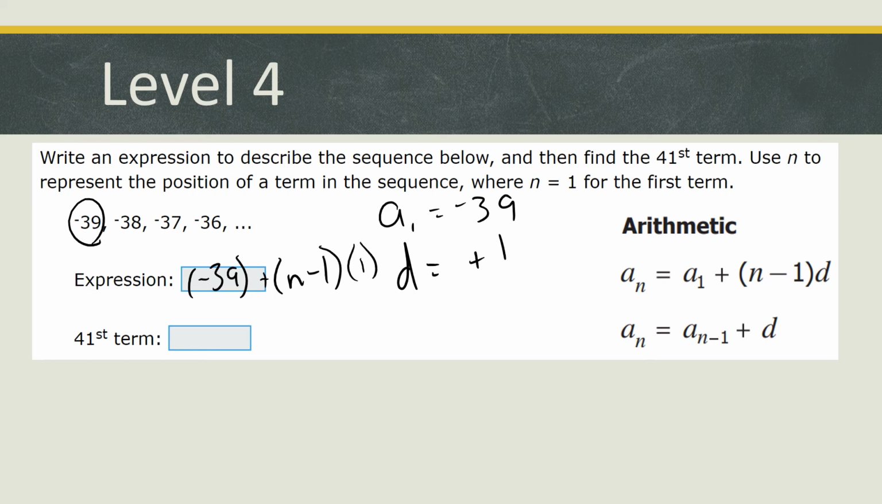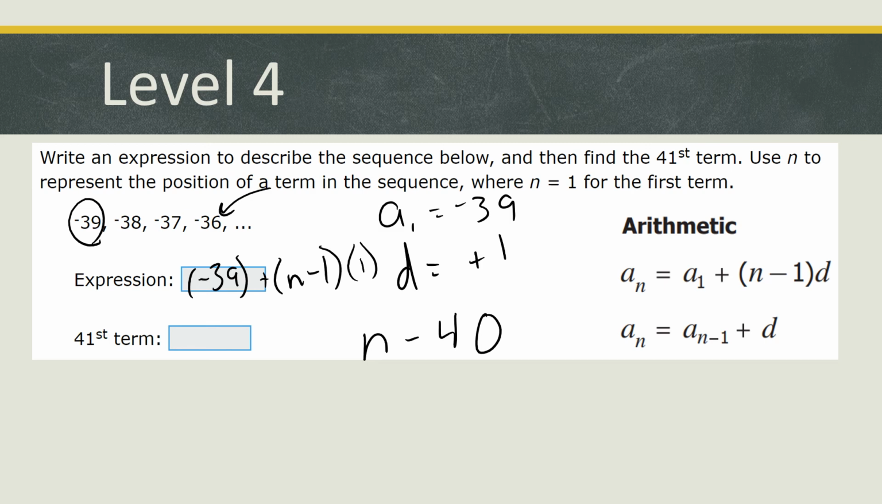So if I were to write that expression, I'd say negative 39 plus n minus 1 times D, which is just 1. I'm going to clean that up a little bit because it looks like a mess right there. But if I just reorder that a little bit, n minus 40. Okay, now let's see if that works. If I look at the fourth number there, if I put a 4 in for that n, 4 minus 40 is negative 36. That works out. It works with the sequence I have.